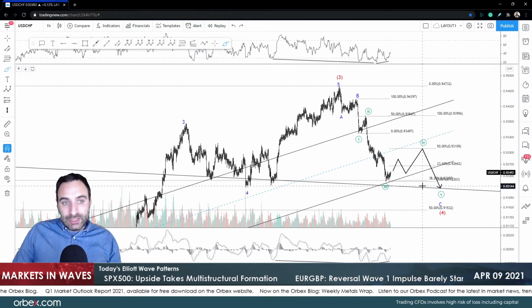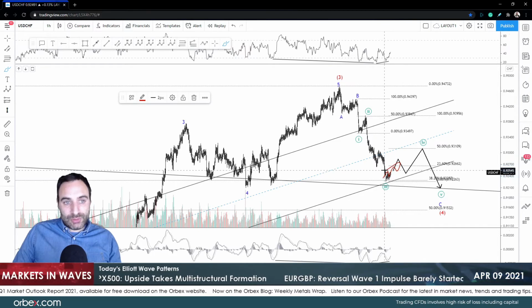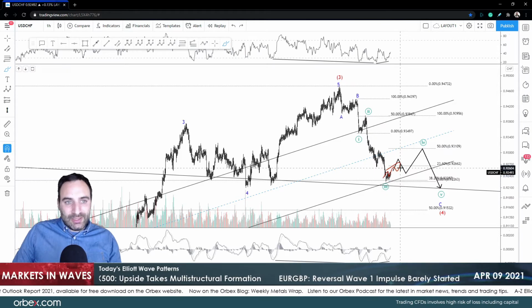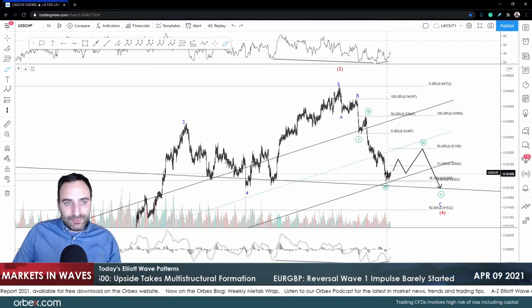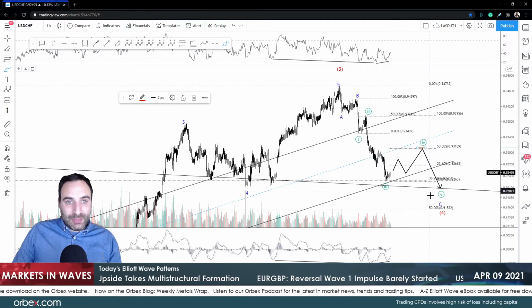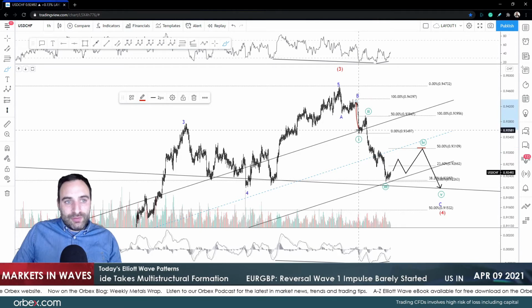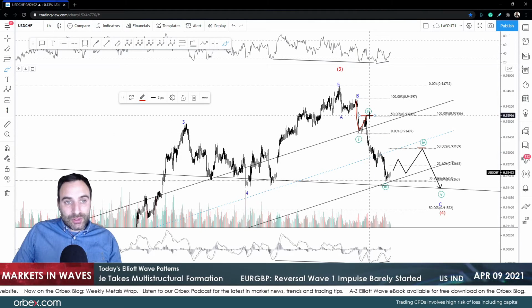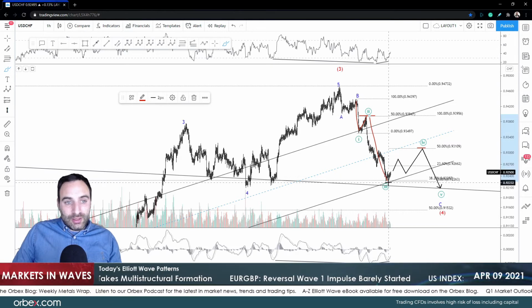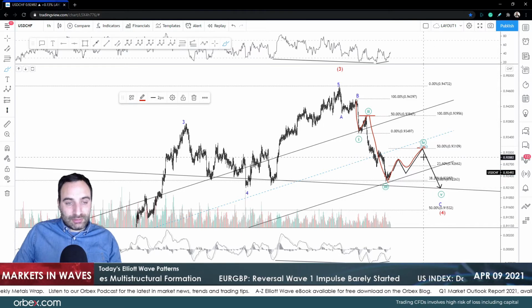Unless, and again I will say unless, this is going to turn into some sort of leading diagonal, but I doubt this is the case because the structure so far is not good. Why I expect the upside to end around 193.093 is because wave 2 actually retraced 50% of wave 1, and then the retracement for wave 3 would come around the 9300.